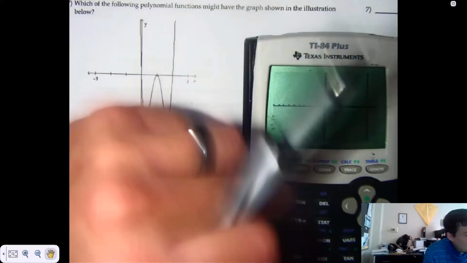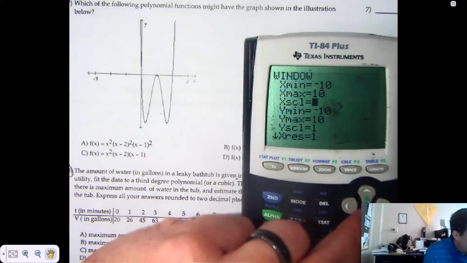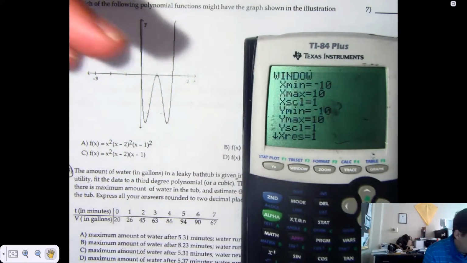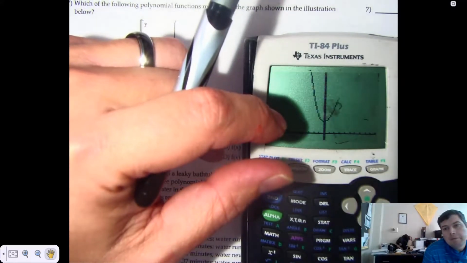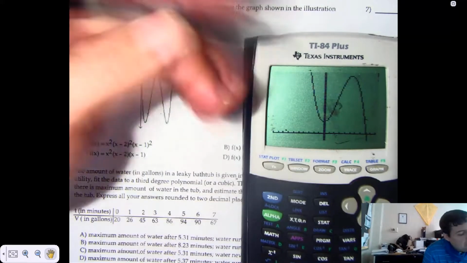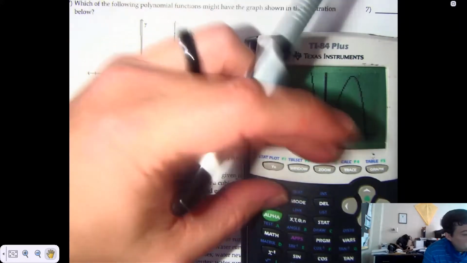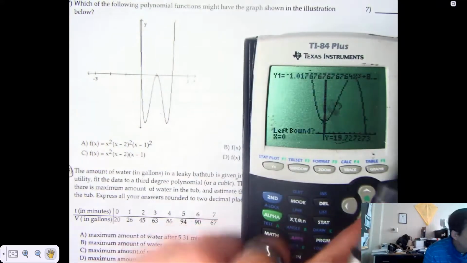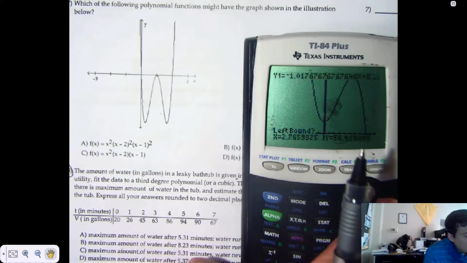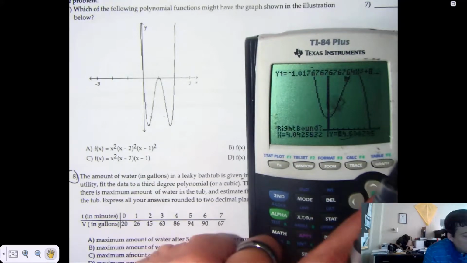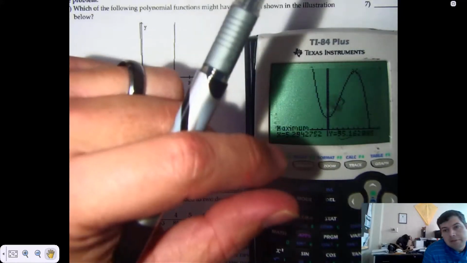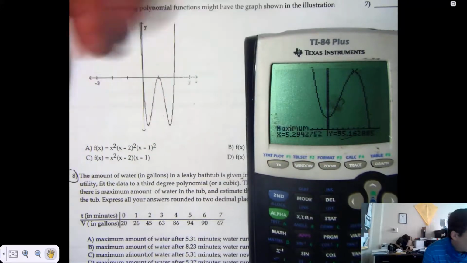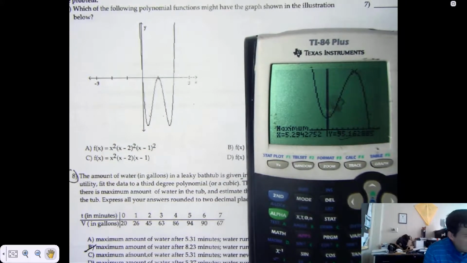I'm going to look up. I don't know how far. Maybe 100. I haven't actually done this problem. 100 did it. There's the maximum amount of water in the tub. Second trace 4 for max. You get close, you get to the left, you press enter. You get to the right, you press enter. And enter for a guess. 5.294. So that throws out choices B and D. D possibly depending on how you rounded.